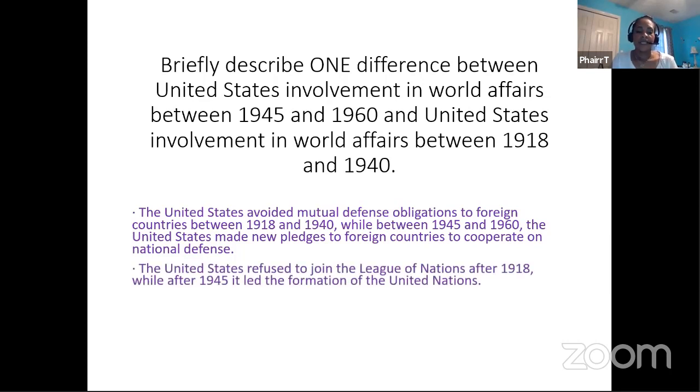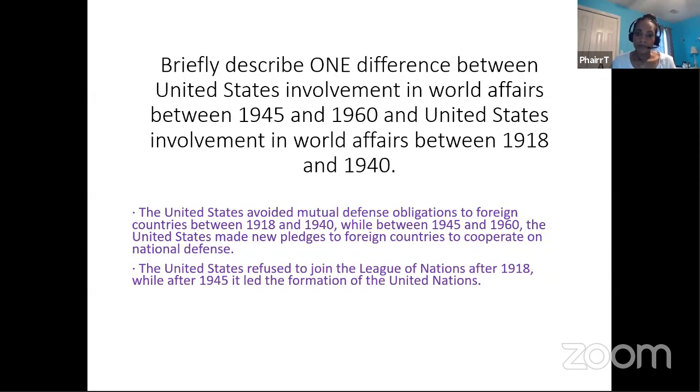The second thing you could mention: the United States refused to join the League of Nations after 1918. Although it was the brainchild of President Woodrow Wilson, Congress was upset because, while they agreed that something like that needed to happen, he overstepped the boundaries of the presidency and put us in a position where we honestly could not get involved. He didn't get permission from Congress, and that was the reason we refused to join. And of course, after 1945, it led to the formation of the United Nations.